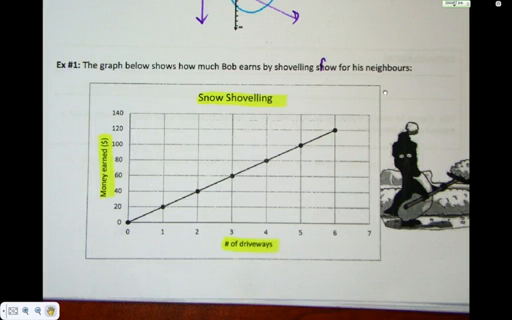The second part, what about 6? 120? Confirm 120? 120 is the answer.